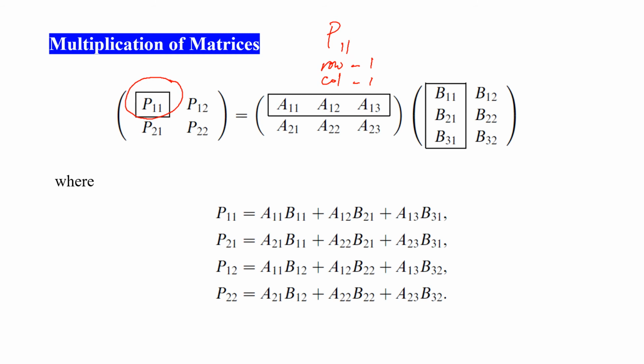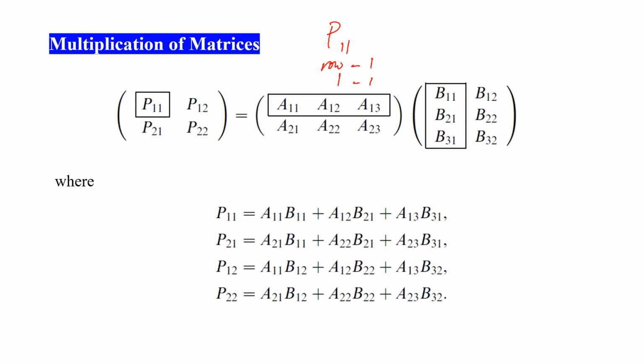And what we're going to do is like this. We multiply A11 with B11, plus A12 times B21, and A13 times B31. So your P11 is equal to A11 times B11 plus A12 times B21 plus A13 times B31. That is how you get your P11 element.